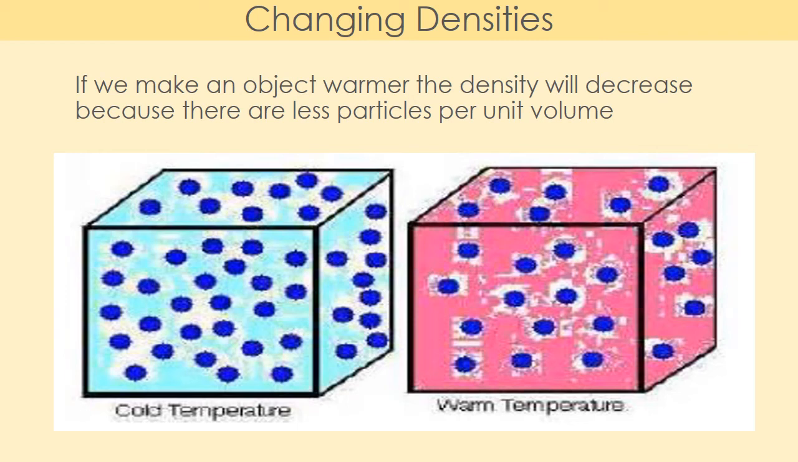Likewise, if we cool it down, we get more particles per unit volume, so the density will increase. I've got two examples there. Same size box, but because on the one on the right we have increased the temperature, we now have less particles in there. On the left we have decreased the temperature, we've got more particles in there. It's going to have a greater mass per unit volume, so it becomes more dense.